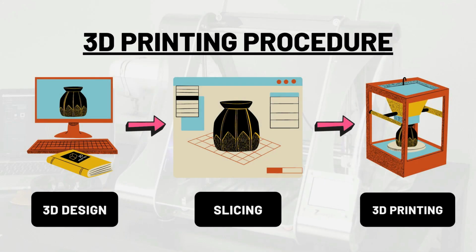The entire 3D printing technology can be divided into three steps: 3D design, slicing, and 3D printing. 3D digital model is the starting point for any 3D printing process.